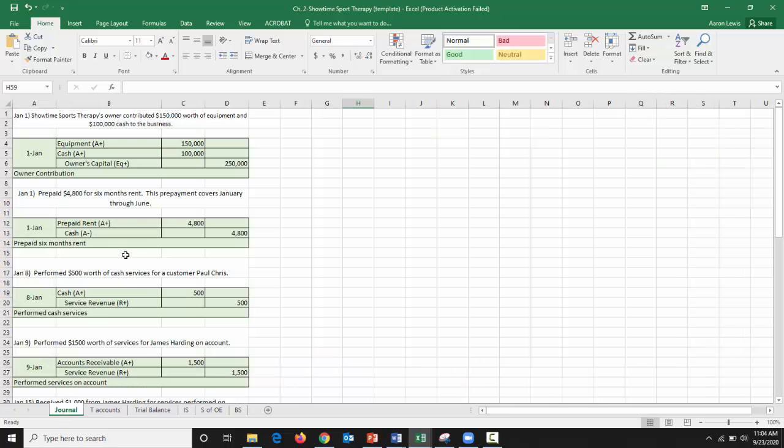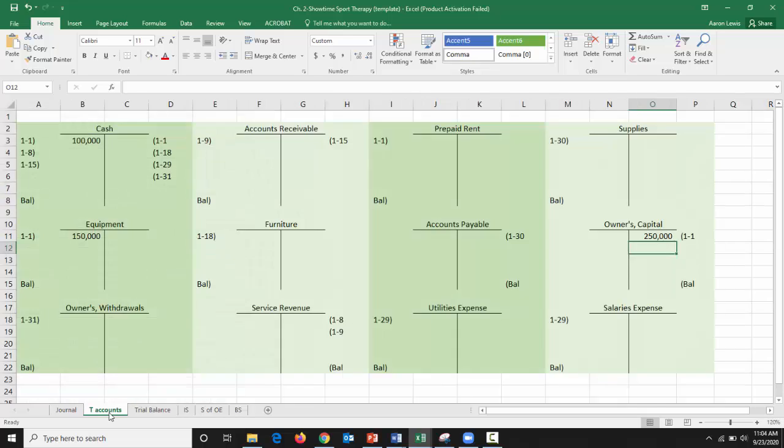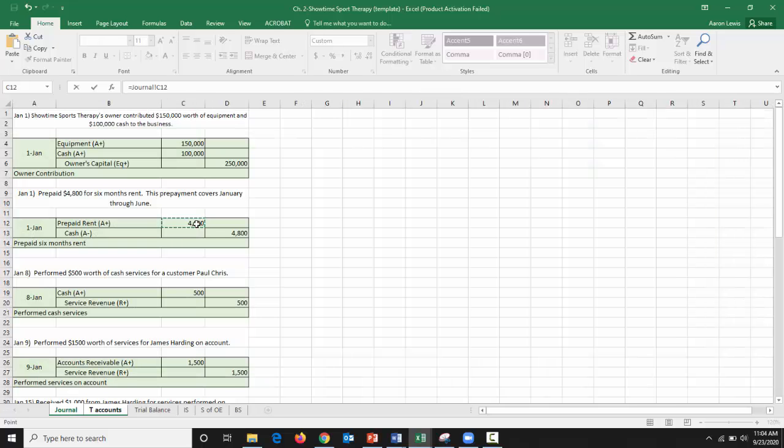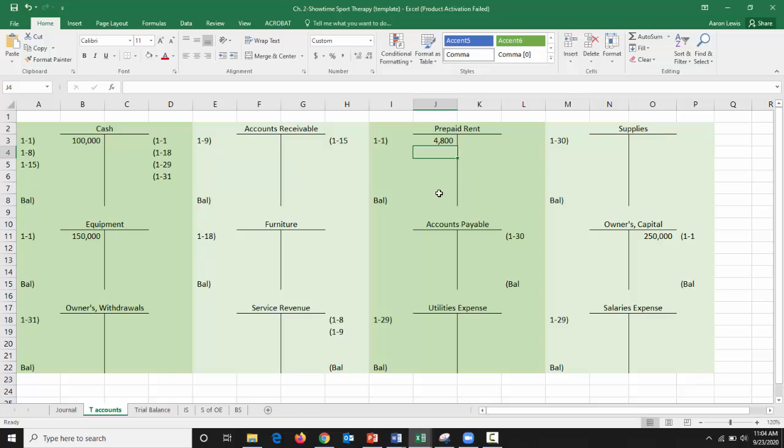In our second journal entry, we had a debit to prepaid rent for $4,800 and a credit to cash for $4,800. Let's move that debit and that credit over to our T accounts. So prepaid rent is getting debited for $4,800. We're going to bring that debit over to our T account. So now we have a debit for $4,800 to prepaid rent.